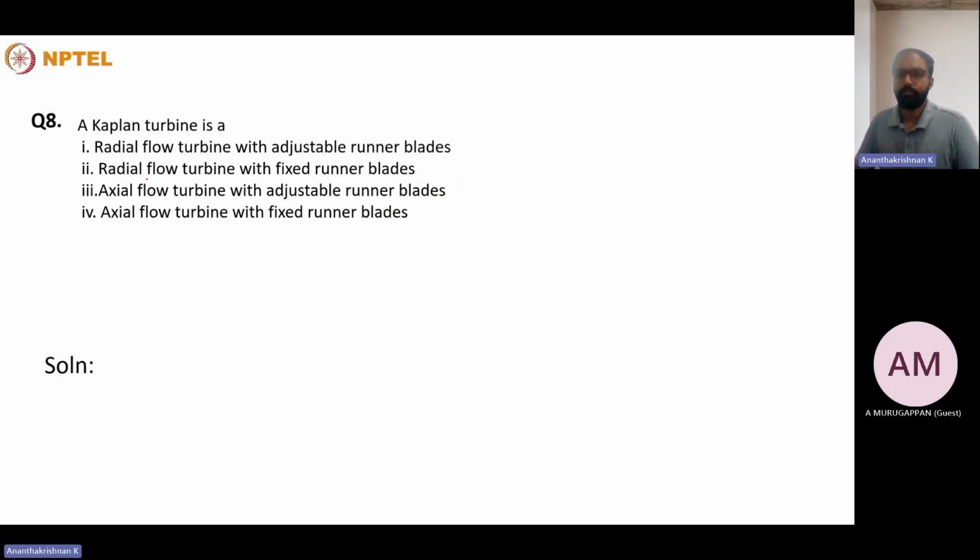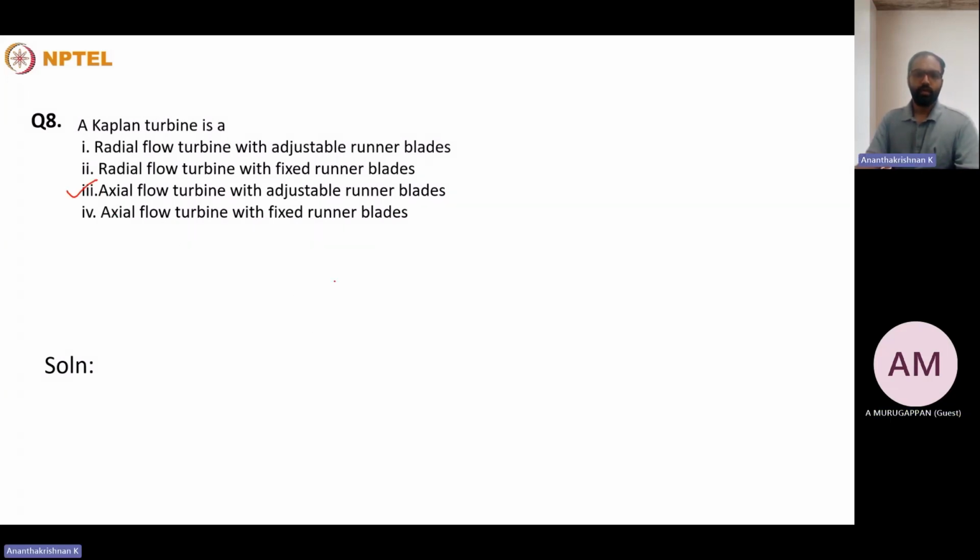Look into the next problem. A Kaplan turbine is a radial flow turbine with adjustable runner blades, radial flow turbine with fixed runner blades, axial flow turbine with adjustable runner blades, or axial flow turbine with fixed runner blades. Which out of the four options is the right answer? Option 3, axial flow with adjustable runner blades.